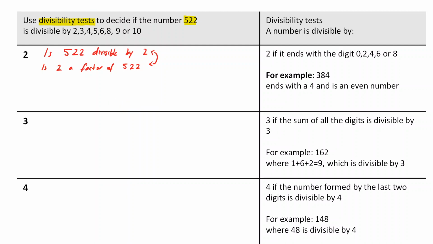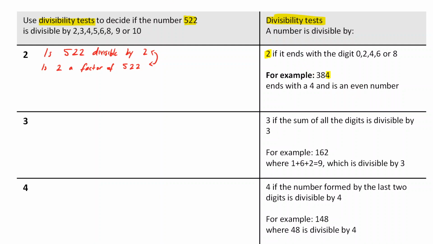Okay, so in this column on the right-hand side here, you have the divisibility tests. So you don't have to copy them down or anything. They're all here for you. So for 2, a number is divisible by 2 if it ends with the digits 0, 2, 4, 6, or 8. So you probably already know this one. If a number ends in an even number, we can therefore say that it's divisible by 2. So for example, 384, well, it ends with a 4, and 4 is an even number, so therefore 384 is going to be divisible by 2. Or you could say 2 is a factor of 384. So that's what it's looking at. You're looking at that final digit.